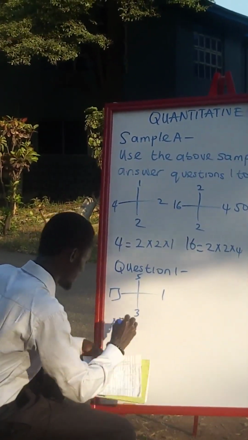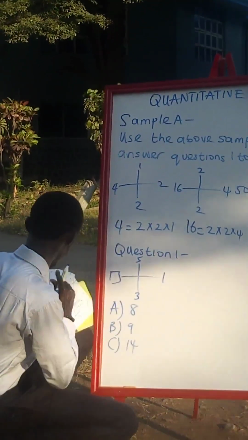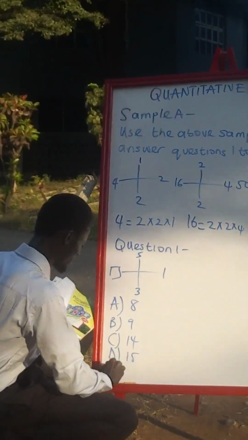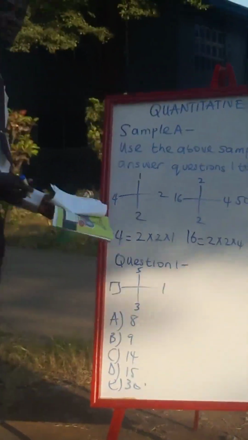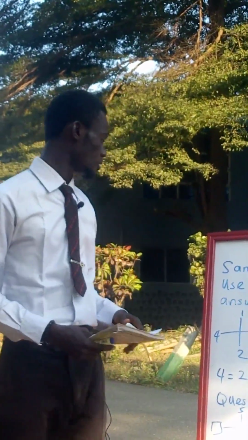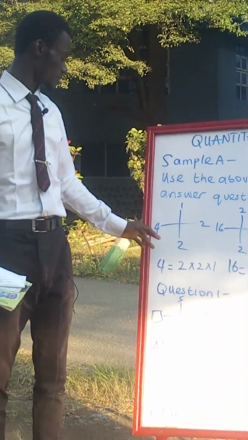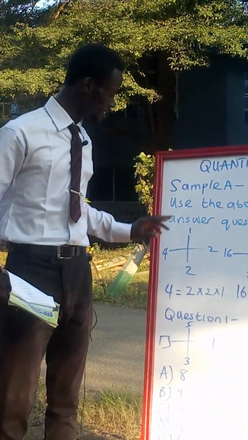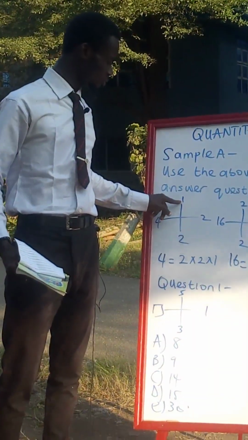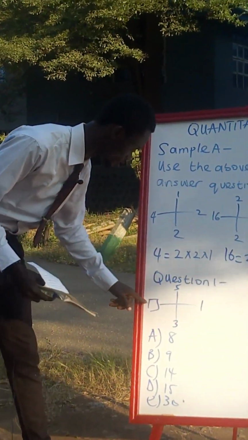A is 8, B is 9, C is 14, D is 15, and E is 30. Now, first things first, when you see this in the examination hall, you ask yourself, how do they get this box? That's the first thing. Remember, you go back to the sample. To get 4, 2 times 2 times 1 is 4. Simple. You just come here and say 3 times 5 times 1 is what?